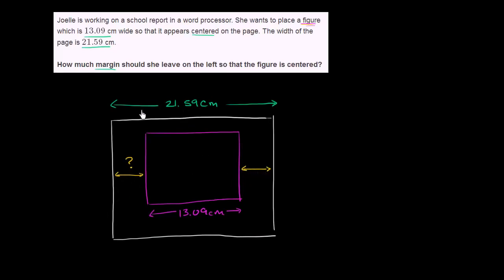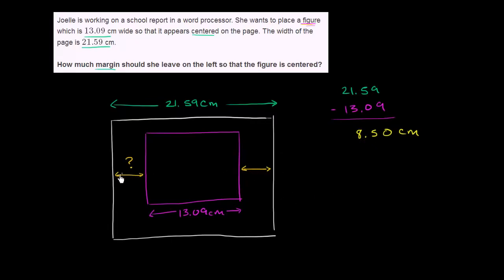And that's just going to be 21.59 centimeters minus 13.09 centimeters. And this we get to, let's see, this is 8.50 centimeters, which is the combined margins, not just the left or not just the right. This is the left plus the right margin is 8.50 centimeters. This is this distance plus this distance.